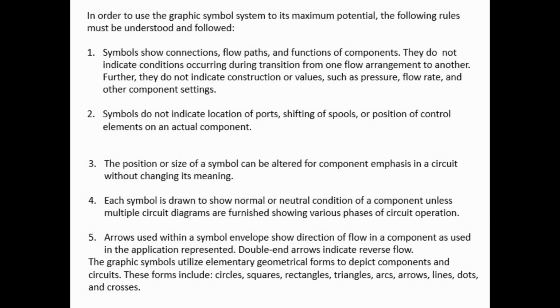3. The position or size of a symbol can be altered for component emphasis in a circuit without changing its meaning. 4. Each symbol is drawn to show normal or neutral condition of a component unless multiple circuit diagrams are furnished showing various phases of circuit operation. 5. Arrows used within a symbol envelope show direction of flow in a component as used in the application represented. Double-end arrows indicate reverse flow. The graphic symbols utilize elementary geometrical forms to depict components and circuits. These forms include circles, squares, rectangles, triangles, arcs, arrows, lines, dots, and crosses.